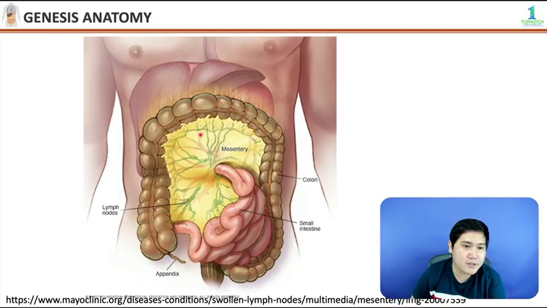Where is that? This is it, the mesentery. Here is the transverse mesocolon. The mesentery of the small intestine. Here, we have the mesoappendix, etc.